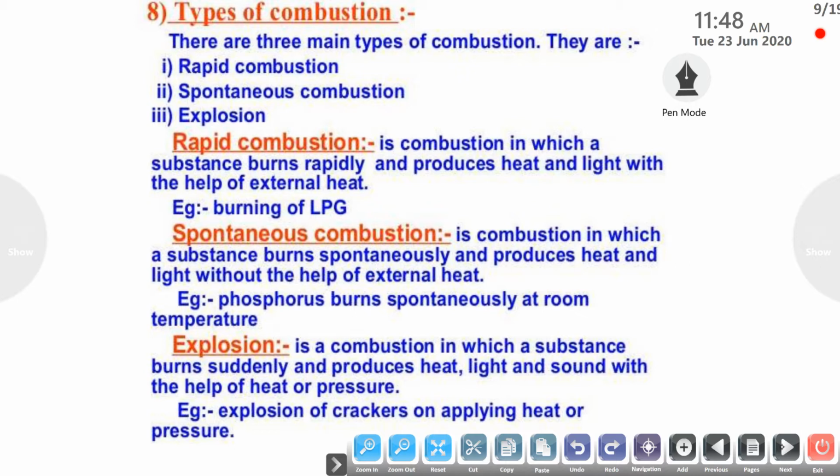Spontaneous combustion, as the name indicates, spontaneous मतलब अपने आप, ठीक है. अगर कोई भी सब्सटेंस अपने आप फायर कैच कर लेते हैं, अपने आप कंबशन प्रोसेस या केमिकल रिएक्शन होने लगती है, उसे हम कहते हैं स्पॉन्टेनियस कंबशन. स्पॉन्टेनियस कंबशन के केस में उसे किसी भी एक्सटर्नल हीट की ज़रूरत नहीं पड़ती, ठीक है. For example, phosphorus burns spontaneously at the room temperature, ठीक है.